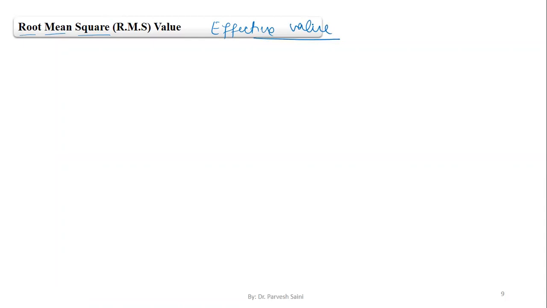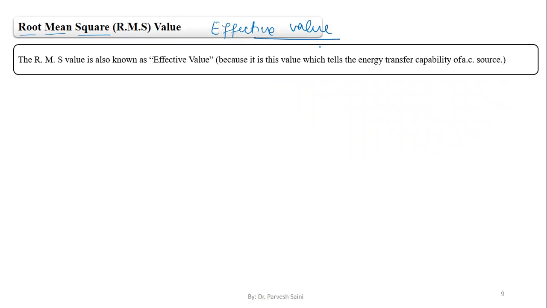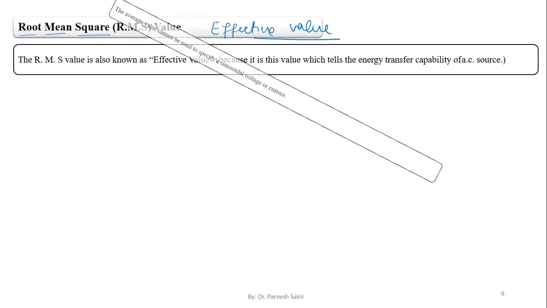It indicates the power transfer capability of an alternating source, or you can say it indicates the effect produced by the alternating current or voltage in the electrical system or circuit element, right? So the RMS value states that, for example, if you have a resistance, it is known as the effective value, right?